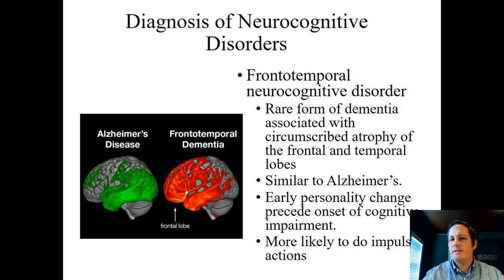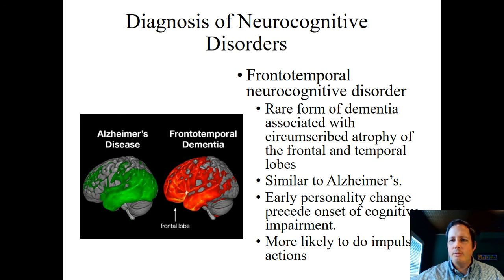And what you have happen here is a circumscribed atrophy of the frontal and temporal lobes. So whereas in Alzheimer's, you don't see the frontal lobes being impacted until well into the disorder, you see that as a hallmark of the frontotemporal kind of dementia. The early personality changes are going to precede any cognitive impairment, which is a little different than you see in Alzheimer's. You're also going to see much more impulsive actions because of that heavy frontal lobe focus of the degradation. So you might see impulsive sexual actions, more roaming, being a little bit more aimless, as opposed to with Alzheimer's. You might also see some sorts of other disinhibited kind of behaviors. So you're not going to probably see frontotemporal neurocognitive disorder nearly at the frequency level that you do with Alzheimer's.